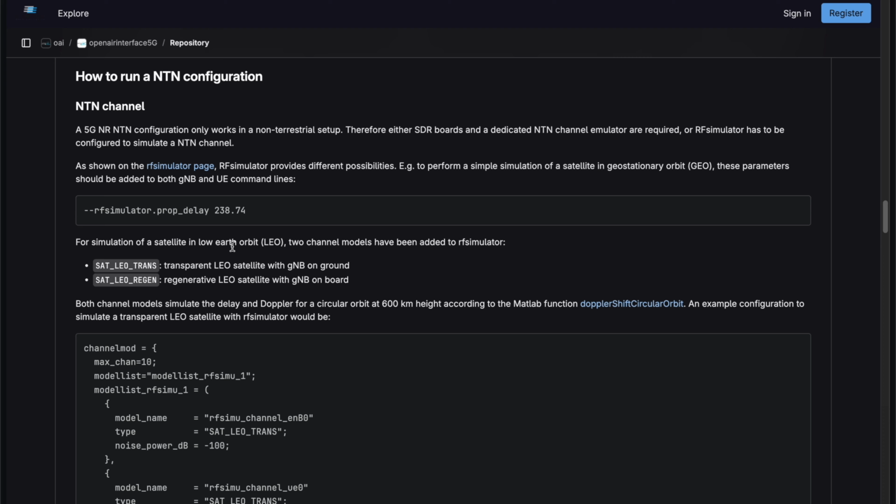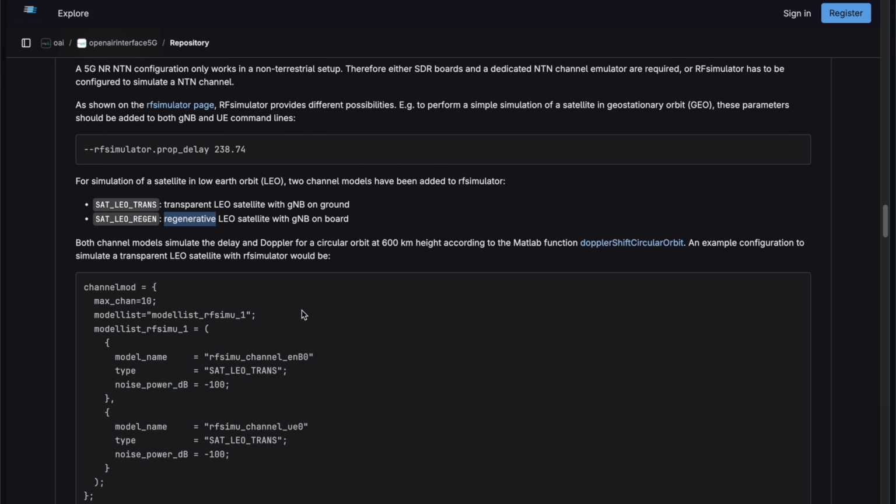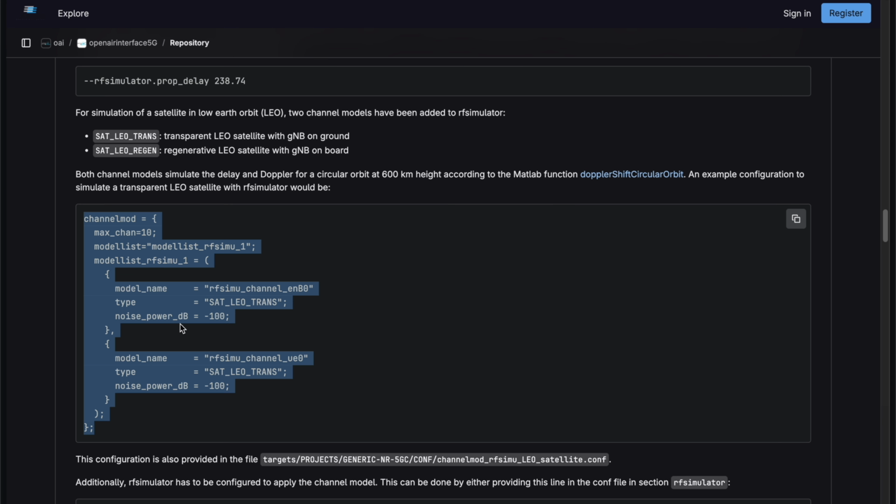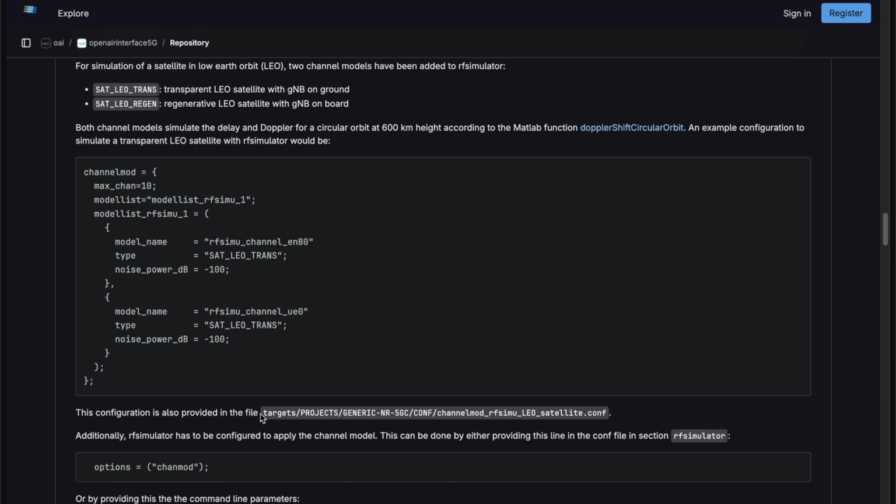And for the simulation in the LEO orbit, we have two channel modes, right? The first one is transparent and the second one is regenerative. So both have their own use cases, and in order to specify which mode you want to use, we have this configuration where you can specify the transparent and regenerative mode here itself. So this configuration file is available here. We need not modify this. It basically contains the normal information.